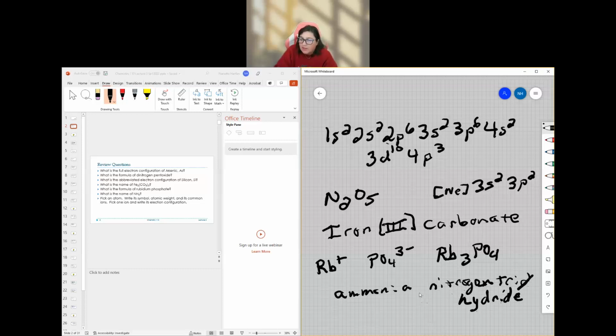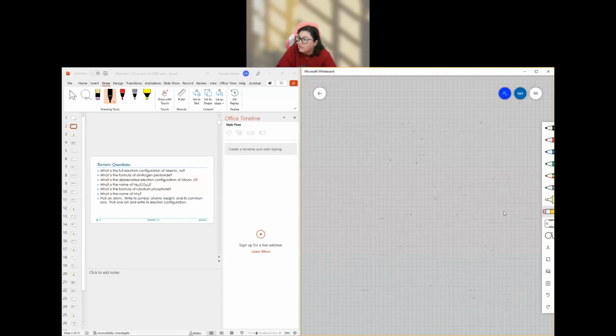All right, pick an atom. Symbol, atomic weight, common ions. Pick one ion and write its electron configuration. Well, I'm going to need some space for that, so let's clear this. Clear my canvas. So, let's pick an atom. What should we pick? Well, I don't want to pick my favorite one because lead is way far down the table. So let's go ahead and choose oxygen.